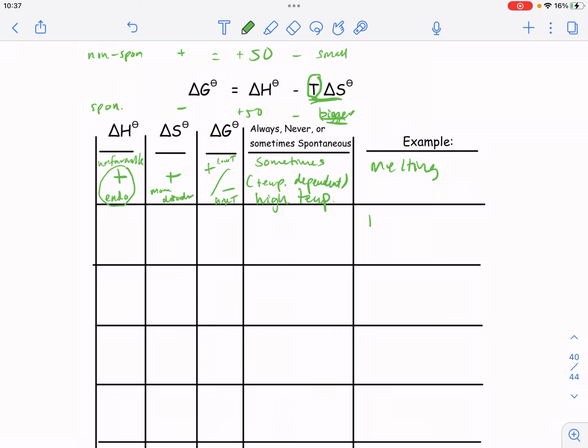Okay, the next example we said was freezing. And freezing was all opposites. So we had negative and we had negative. We had an exothermic reaction, and we had less disorder. And that was another one where it was a sometimes, and this one was spontaneous at low temp. Again, if we go back up here to this example.